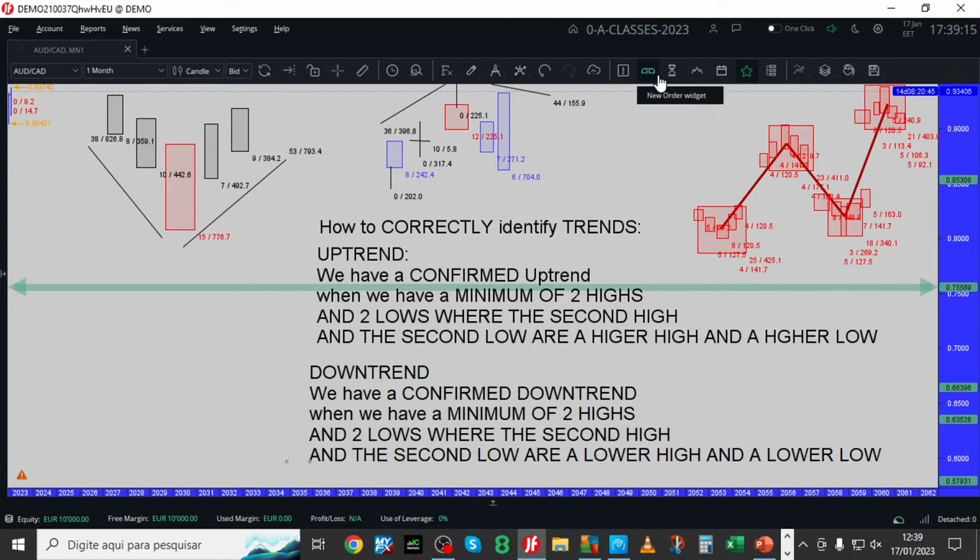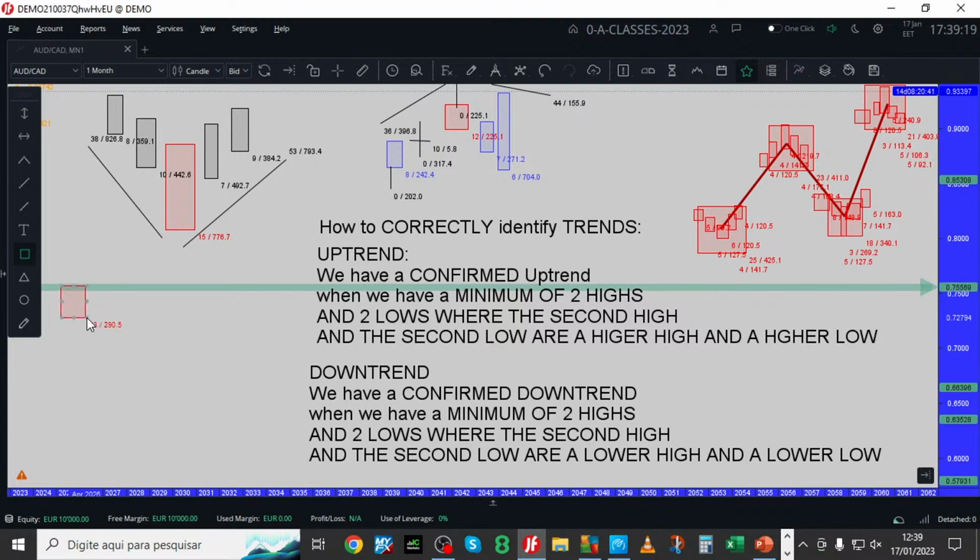So, you know, this is a high, this is a low, this is another high, this is another low. Let's connect the dots. High to low, low to high, high to low.